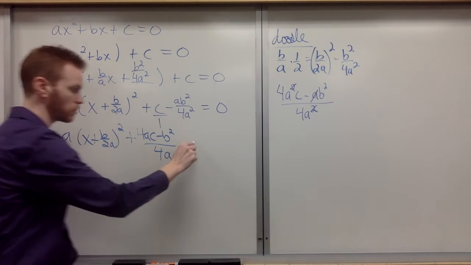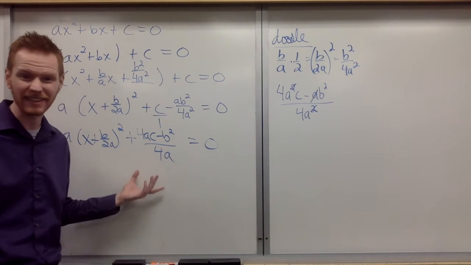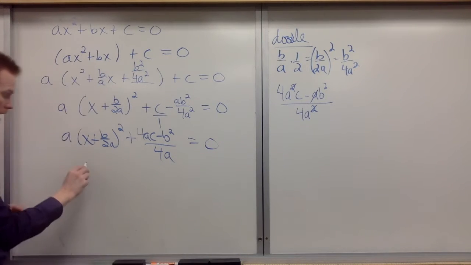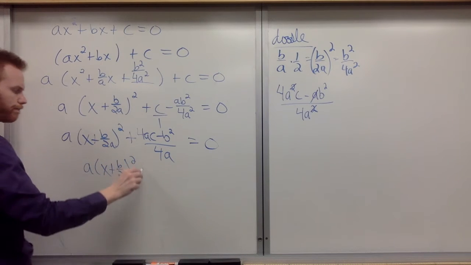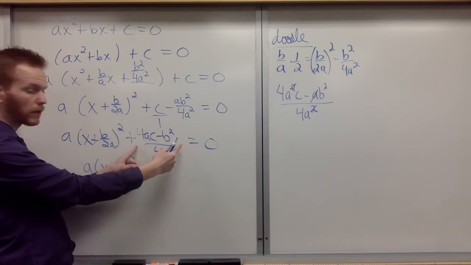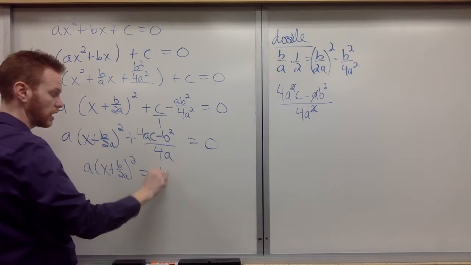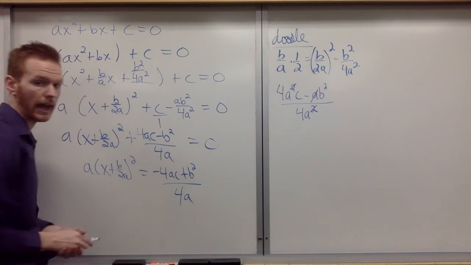Oh, equals 0. Sorry, we are solving this. Okay, so far, man, this is still looking kind of ugly, but let's continue. I'm going to take this fraction over to the other side. So a times x plus b over 2a squared equals, now when I subtract this, the signs in the numerator are going to change. So I get negative 4ac plus b squared over 4a.